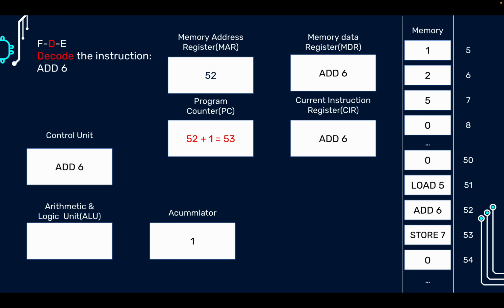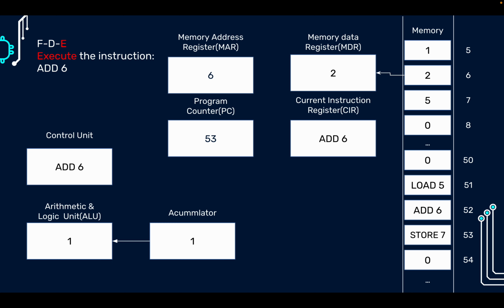And ADD 6 uses the memory address of 6, so we need to read the memory at the address of 6. So right now you just need to change the memory address register right here, and after that you can read the memory at the address of 6 and put it into the MDR, which is 2.